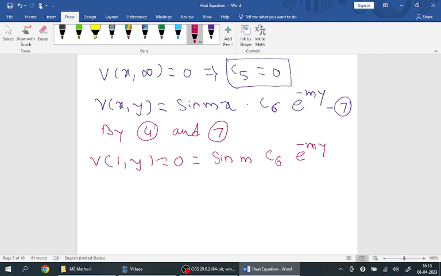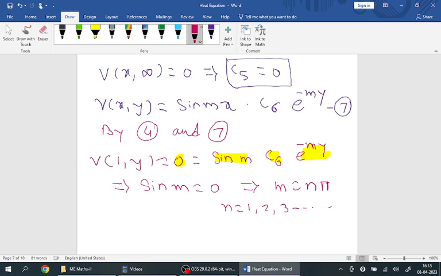Now in this case you will observe the multiplication of 3 terms, sin m, c6 and e raised to minus my is 0. Remember, c6 cannot be 0. If c6 is 0, v of xy becomes 0. We get a trivial solution. E raised to minus my cannot be 0 because the y variable appeared there, for each value of y. So sin m should be 0. Sin theta is 0 provided theta is n pi. So m is n pi, where n takes the value 1, 2, 3 and so on.